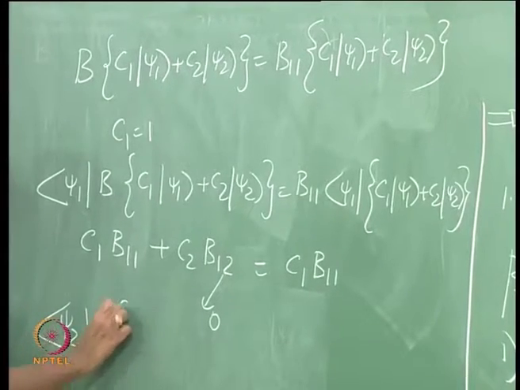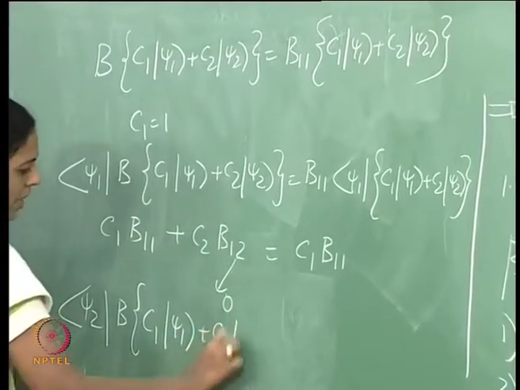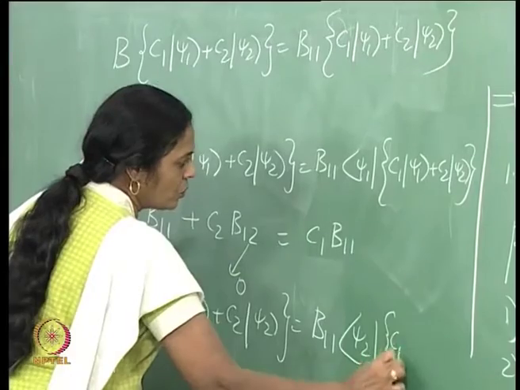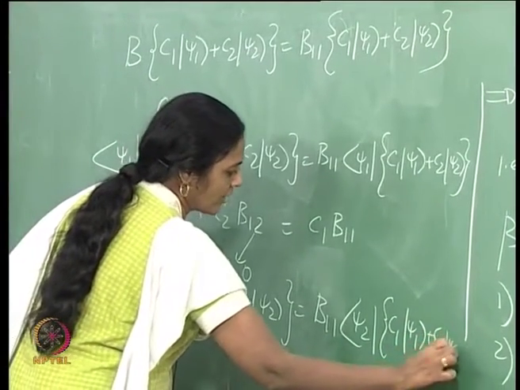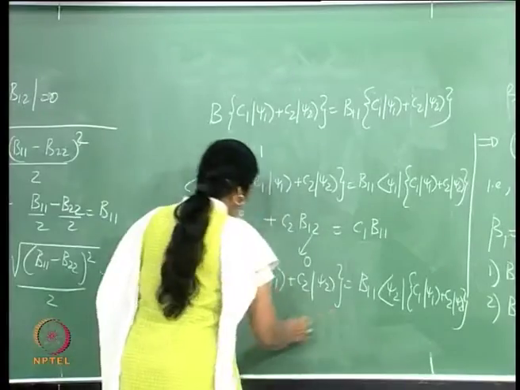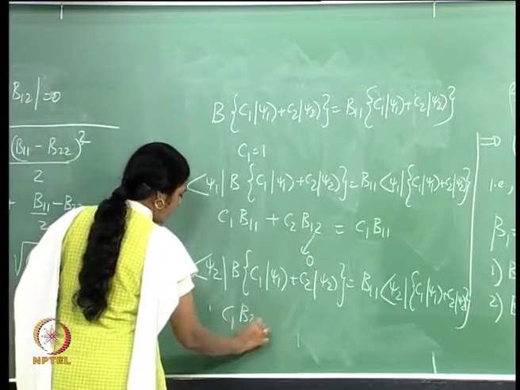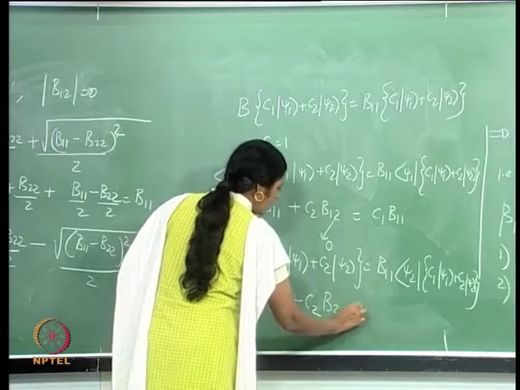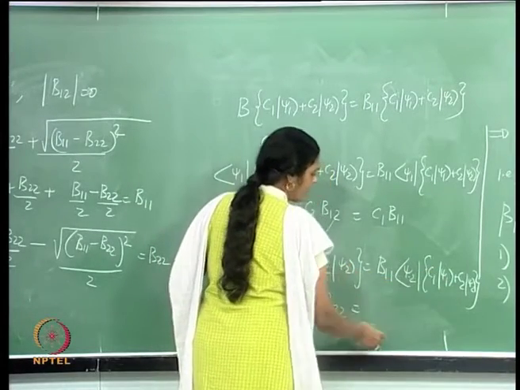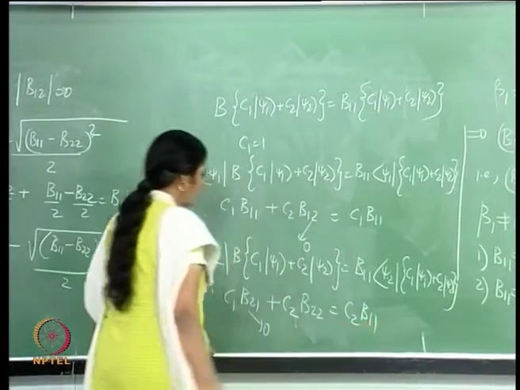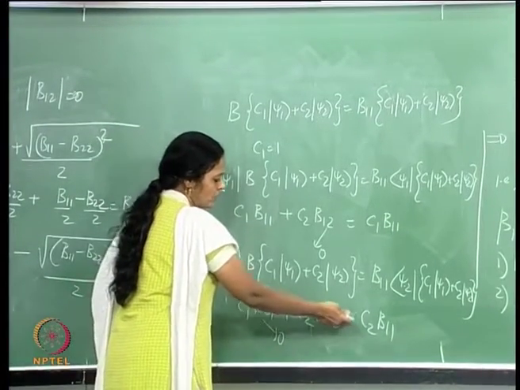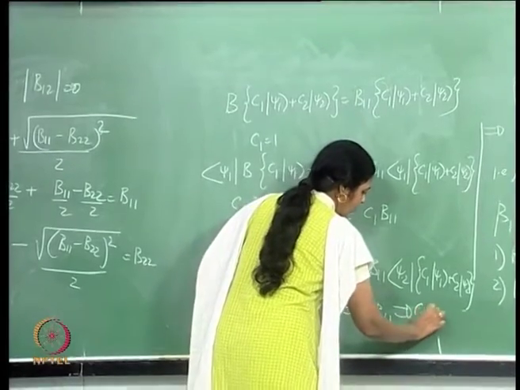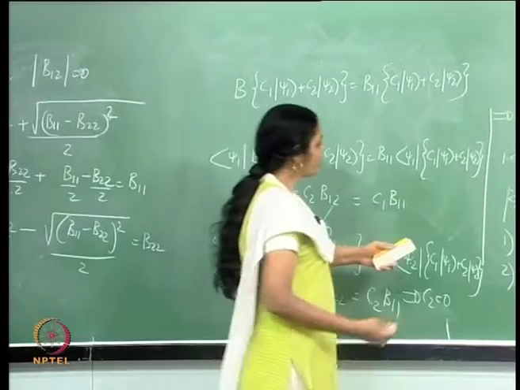If I now do psi 2 B times C1 psi 1 plus C2 psi 2, that object is B11 psi 2 times C1 psi 1 plus C2 psi 2. By this I mean the inner product. The first term gives me C1 B21, but that is 0. If B12 is 0, B21 is 0, plus C2 B22. The first term is 0 because psi 2 psi 1 inner product is 0, but the second term survives. And that is C2 B11. If C2 B22 should be equal to C2 B11 and B11 is not equal to B22, it implies that C2 is equal to 0. In other words, I have established the following.